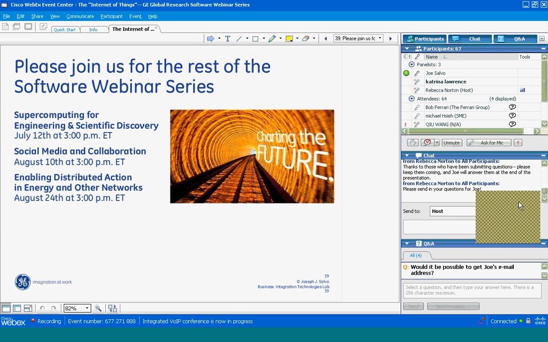What competitive advantage does GE Global Research have in the software industry as compared to other software companies such as Google? That's a great question, and I would love to approach that question.